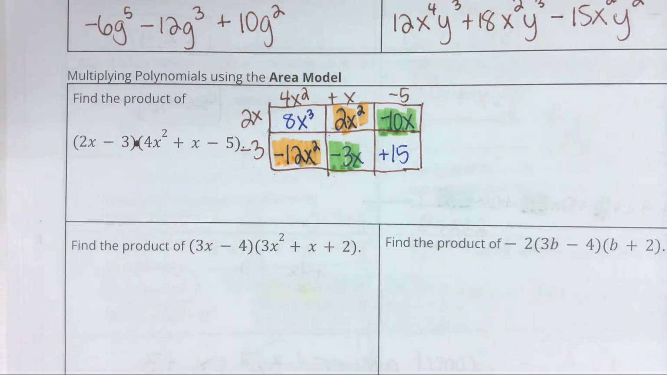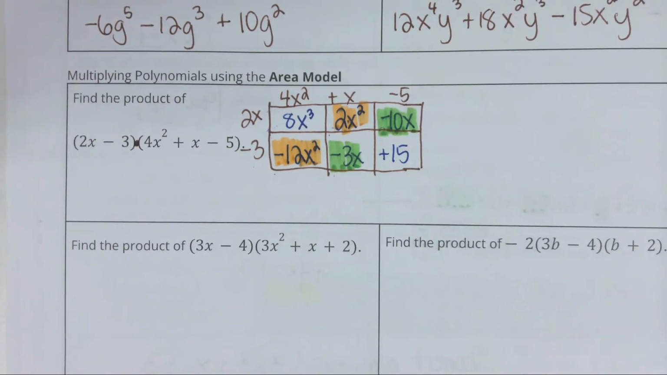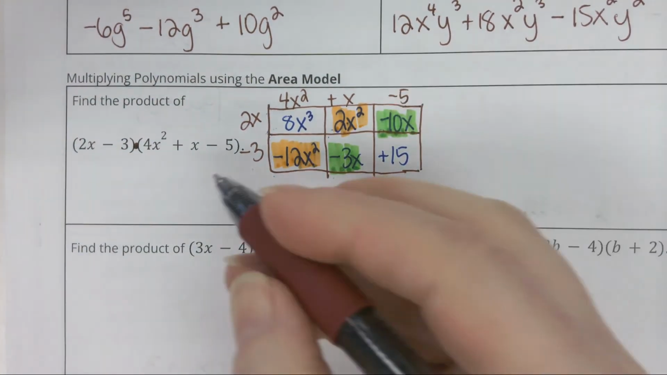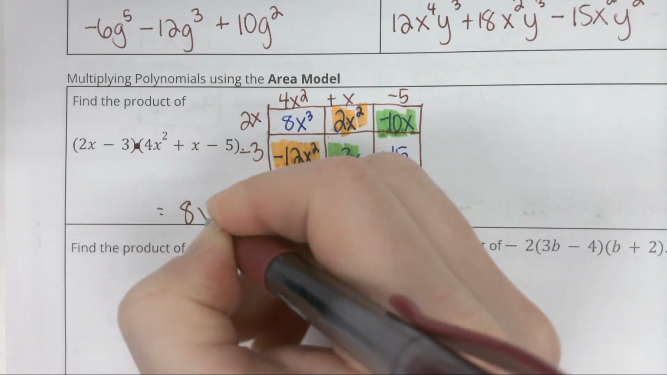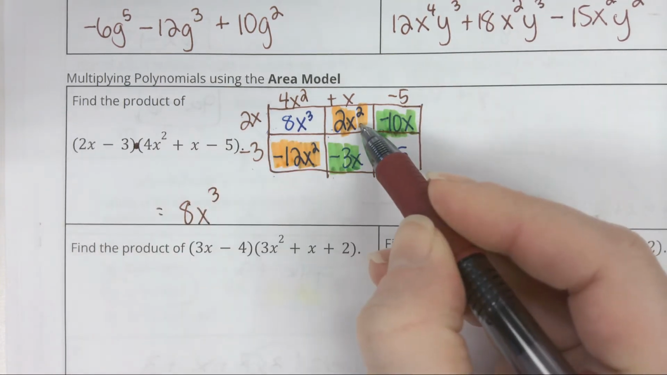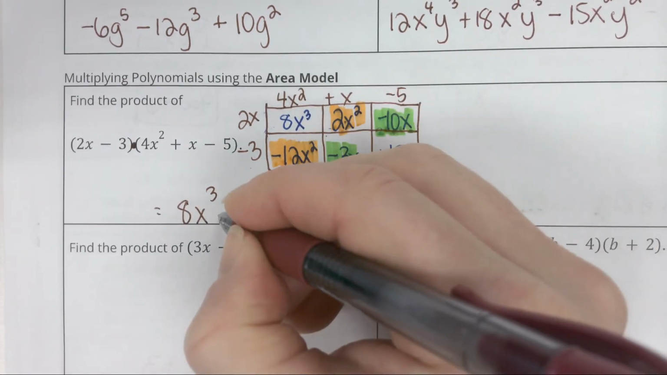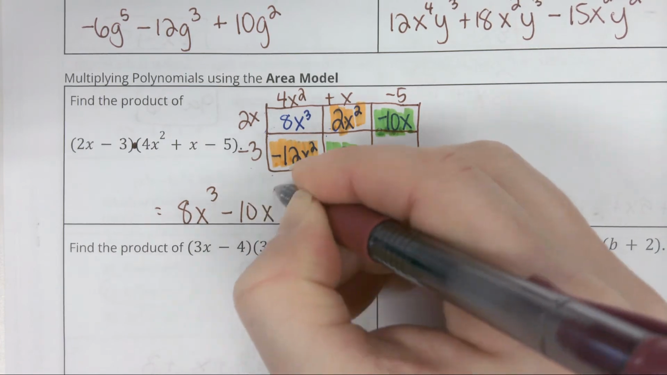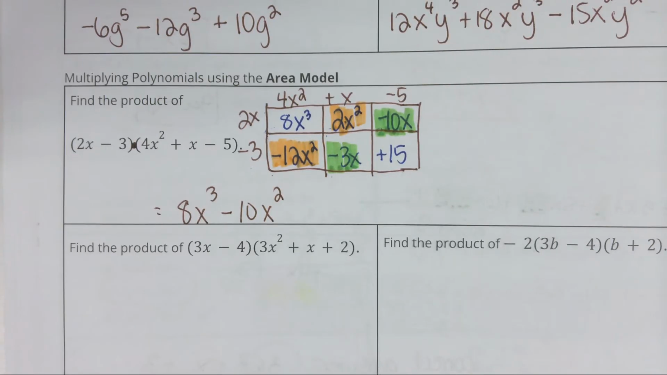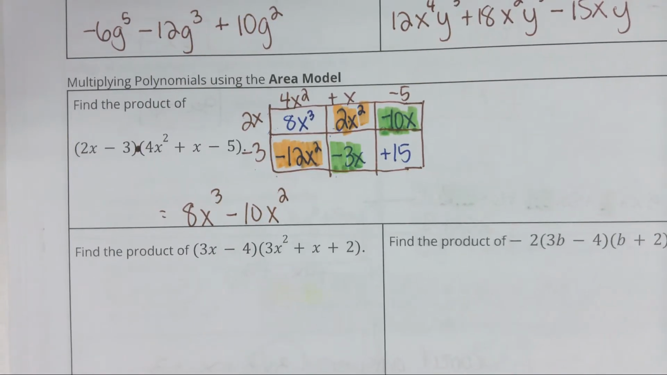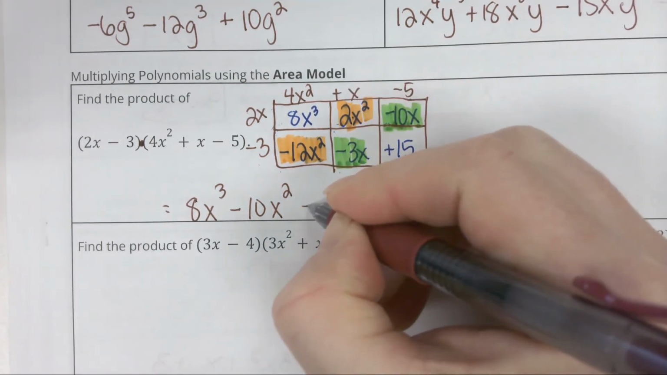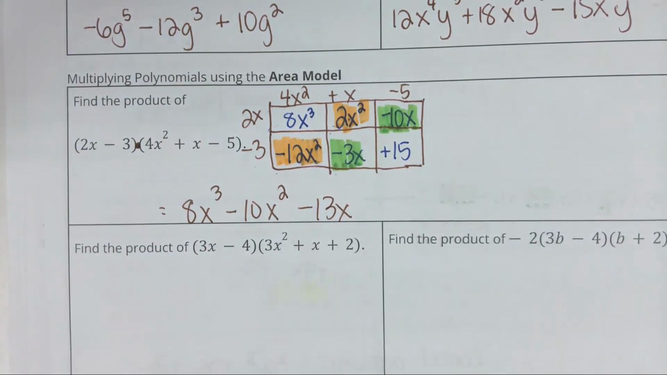Okay, so this would give us, let's go in standard form. We have 8x cubed, 2x squared minus 12x squared would be minus 10x squared. Oh, and what about the x's? Minus 13x plus 15.